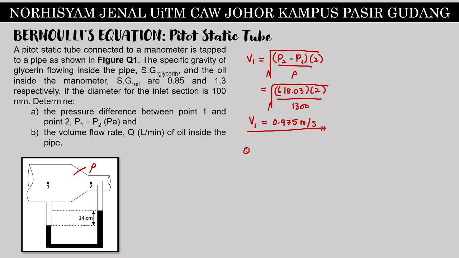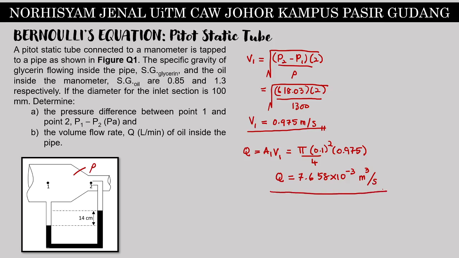Alright, to find out what is the volume flow rate, Q should equal A1 V1, which is pi times 100 millimeter, 0.1 square, over 4, multiplied by 0.975. So Q should equal to 7.658 times 10 to the power of negative 3 meter cube per second.